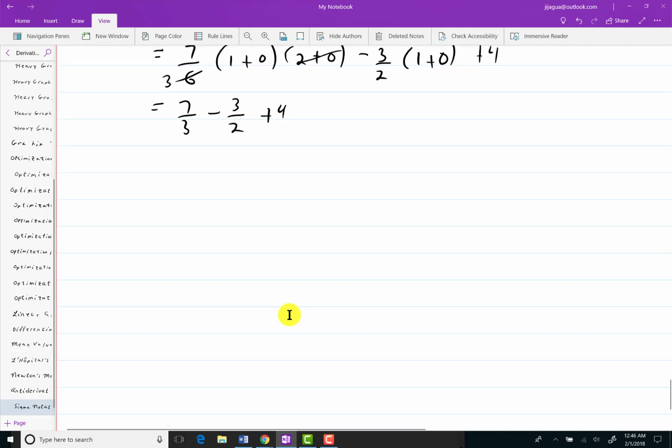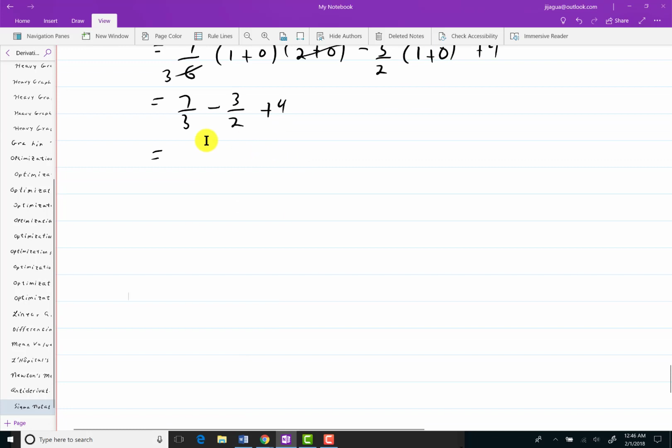Get a common denominator of 6. So 42 over 18, common denominator of 6, not 18. I'll get 14 over 6 minus 9 over 6 plus 24 over 6. And I'll have 38 minus 9, which will be 29 over 6.